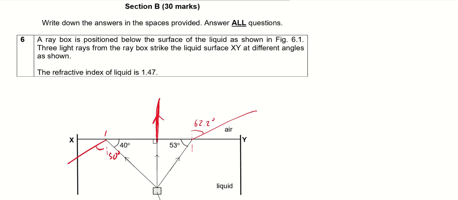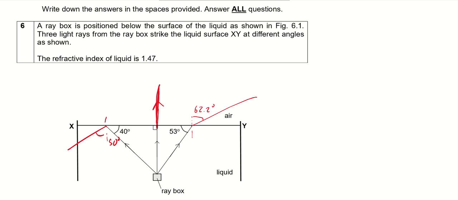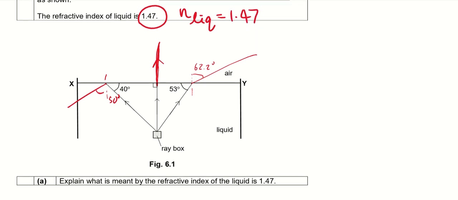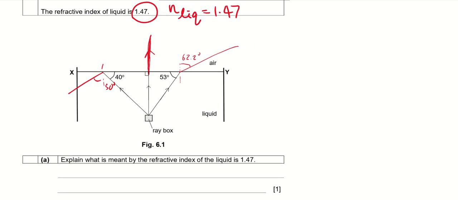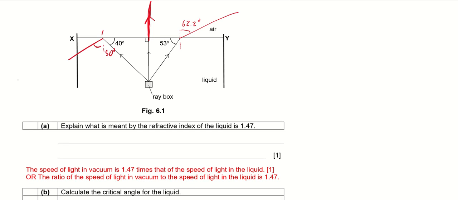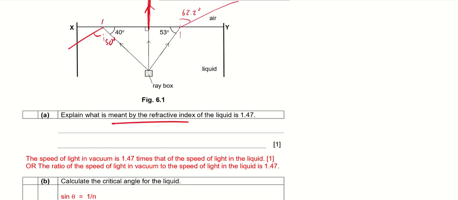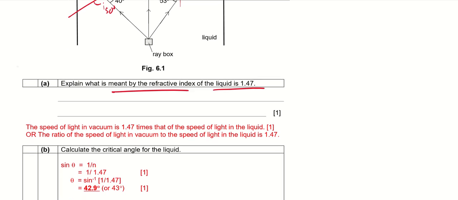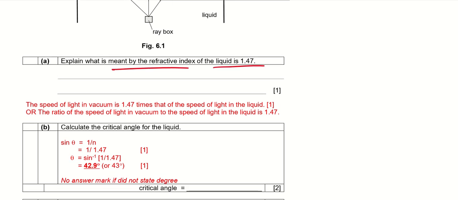A ray box is positioned below the surface as shown in figure 6.1. 3 light rays from the ray box hit the liquid surface at different angles as shown. Refractive index is 1.47. Okay, so this is N liquid, 1.47. The answers are shown, but maybe listen to my explanation if you did not get your answer correct. So they want us to explain what is meant by refractive index of the liquid is 1.47. Okay, so the answer is here.